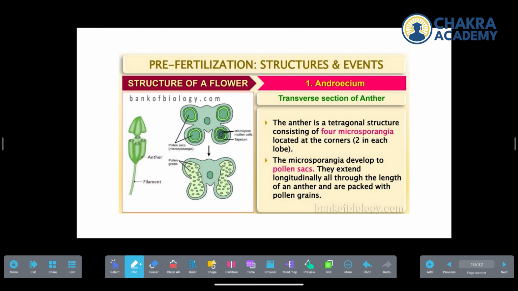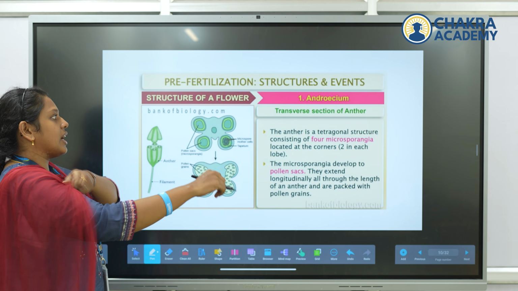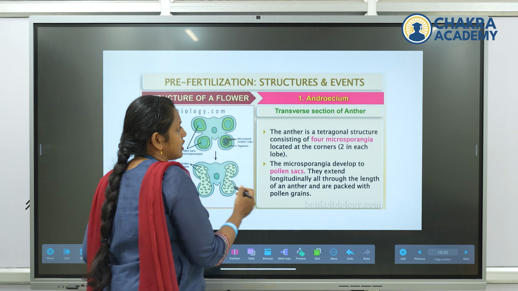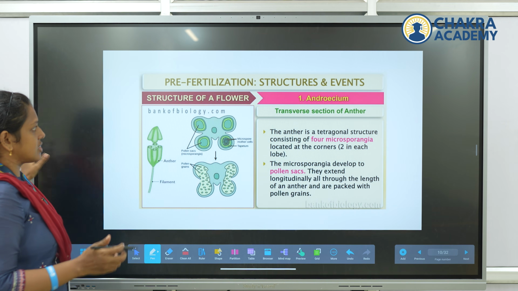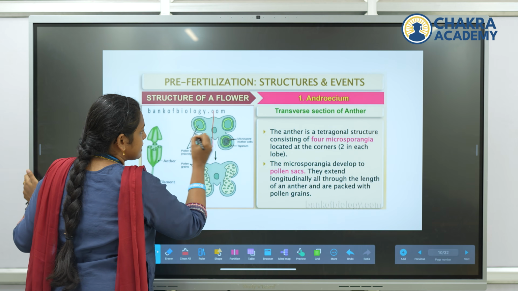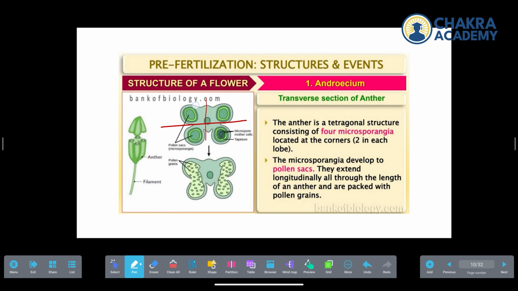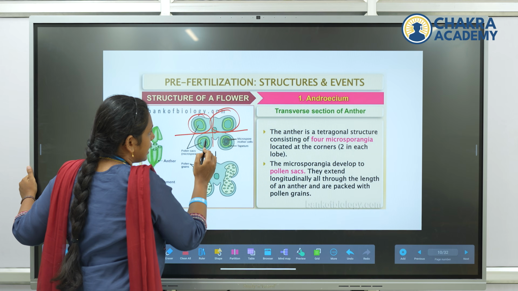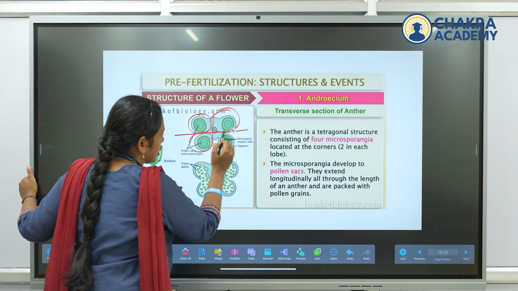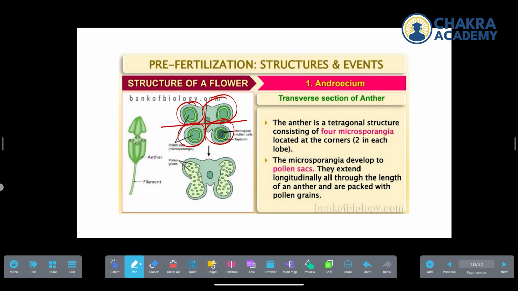Next, if we cut open and see the anthers, since anthers are bilobed and dithecous, the transverse section of the anther shows a tetragonal structure. That means the bilobed anther has four structures: left, right and below. This four-sided structure is known as tetragonal, hence it is also known as tetrasporangiate. It contains four microsporangia, each located at the corners.